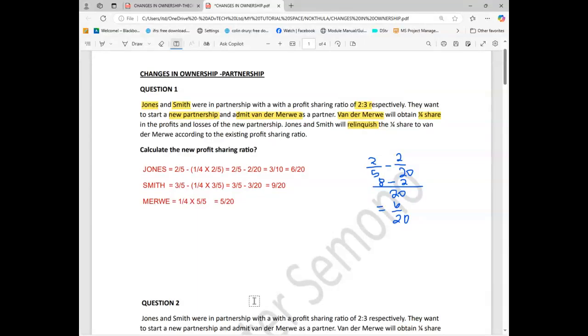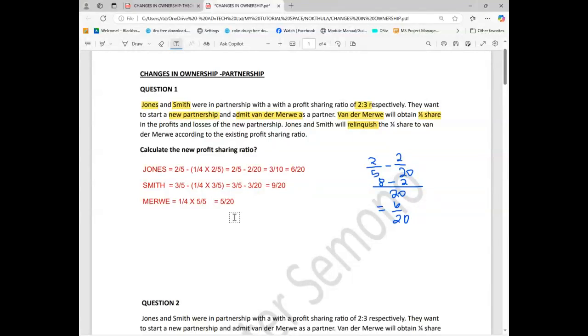Let me see. 1 over 4, the way it is written, times 5 over 5. I get 1 over 4. Takes you back to that, because your calculator simplifies.